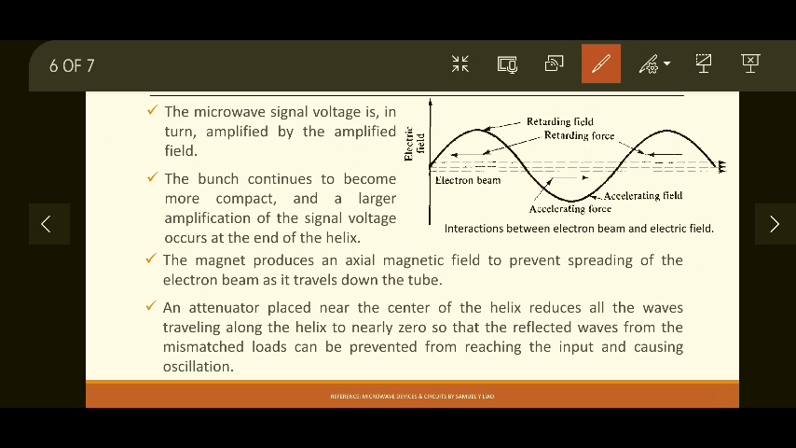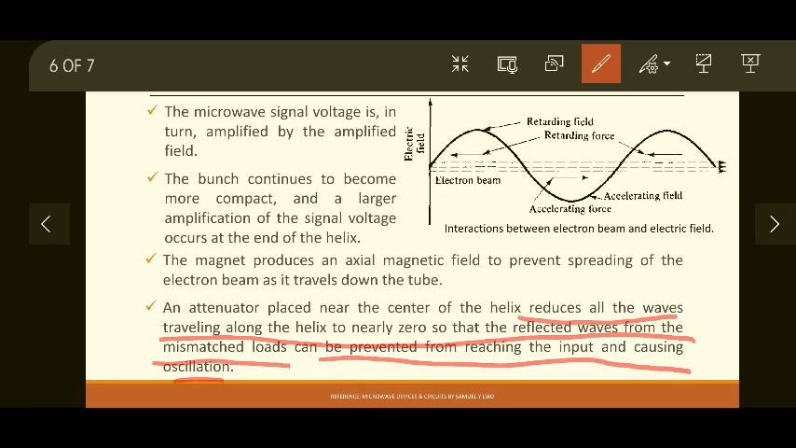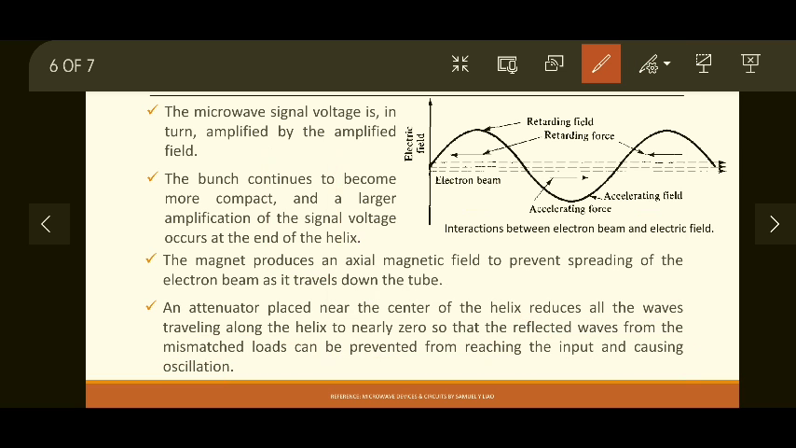It reduces all the waves traveling along the helix nearly to zero, so that reflected waves, that is the backward waves from the mismatched loads, can be prevented from reaching the input and causing oscillations. If the load is mismatched, this may happen. So I said some part of the input wave will be reflected. That is because although loads are matched during the design, in practical cases they are slightly mismatched, and because of that there will be a slight amount of reflection from the output side.